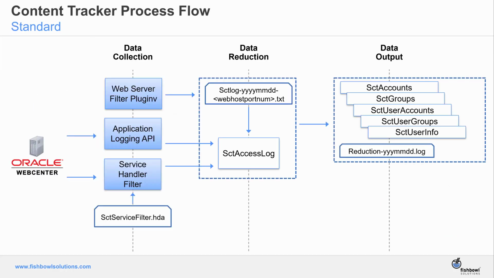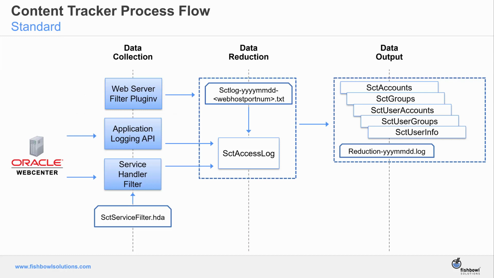So, a quick architecture and flow diagram of the processes involved to make Content Tracker work. Shown here is the standard process because, again, Content Tracker defaults to this. This is the optimal configuration, if you will, to ensure the best WebCenter performance.